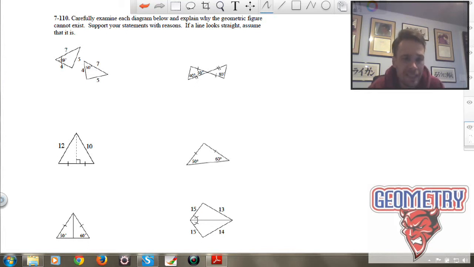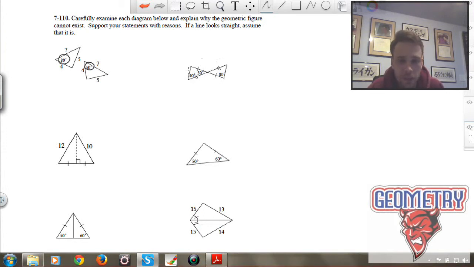But that's not the case, because here the angle in between the side of 4 and 7 is 80, and over here the angle in between 4 and 7 is 50. They don't match up. So there's a contradiction there. The sides say that they should be the same, but the angles are different, so cannot exist.